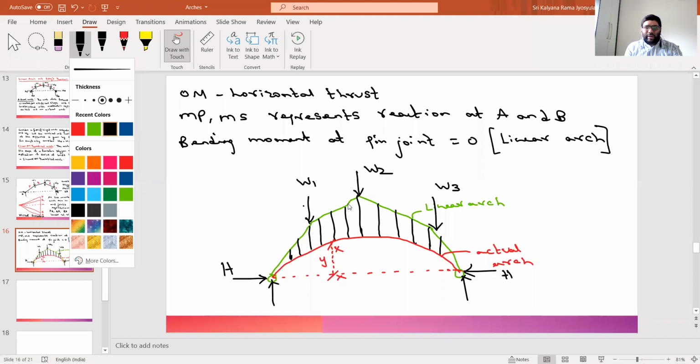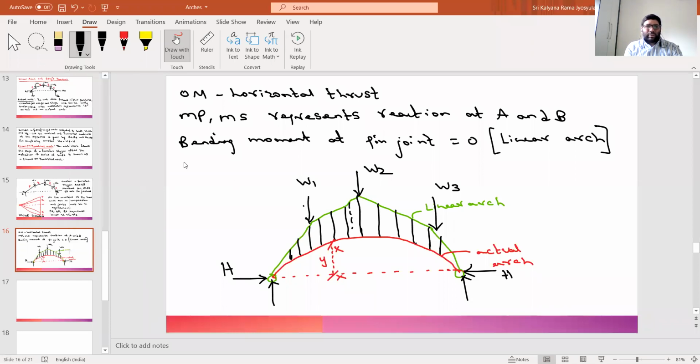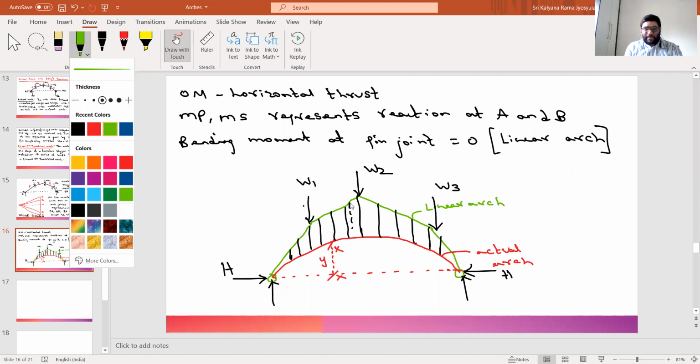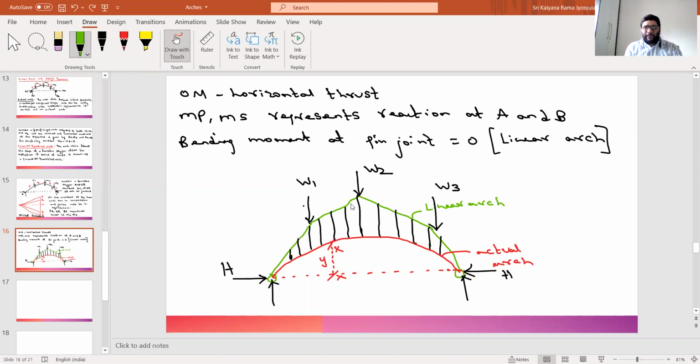And if you take the theoretical arch, so this is x1 and this is x1. If this is the section, this height is y1, this height is y1.